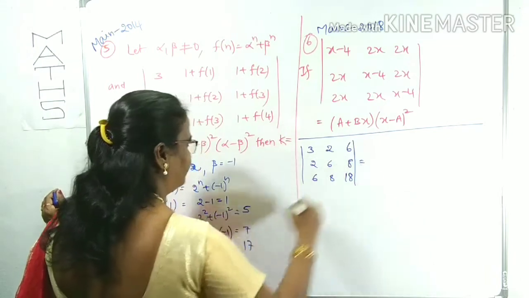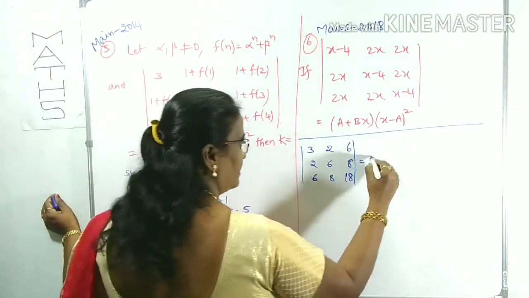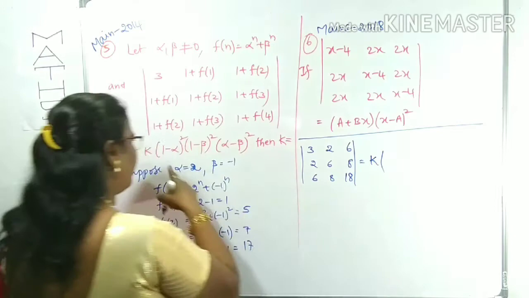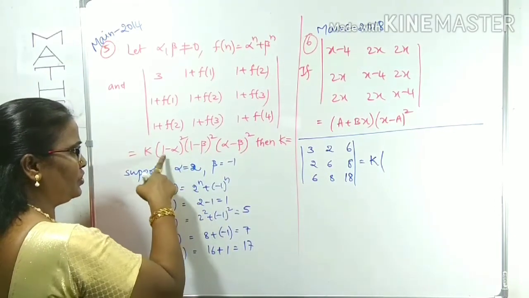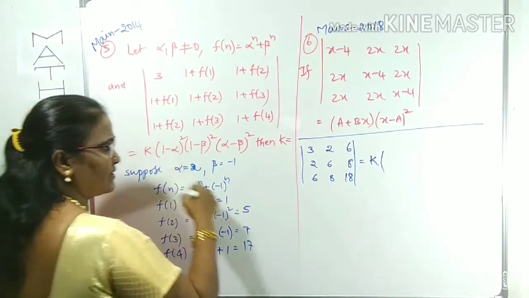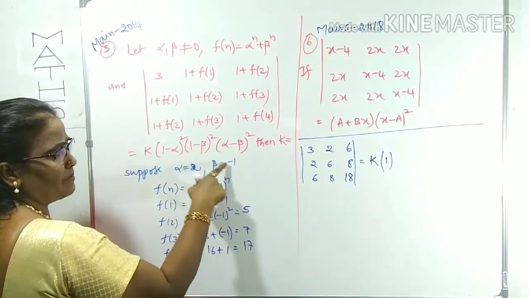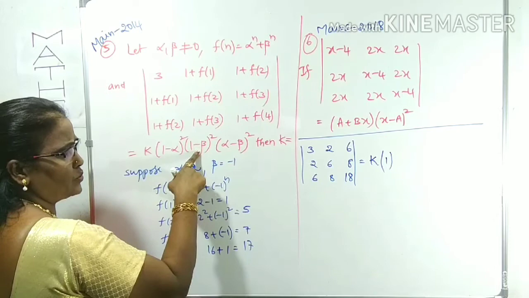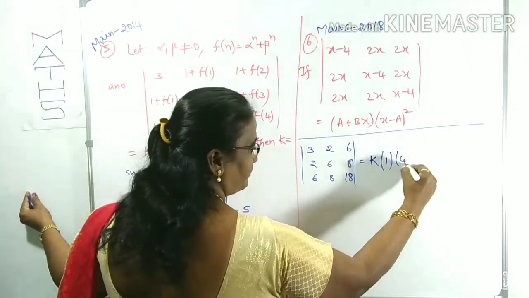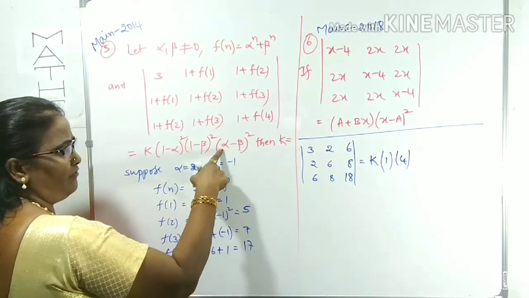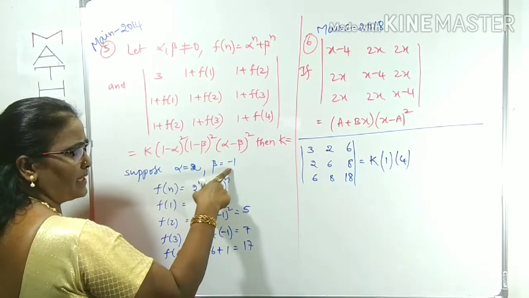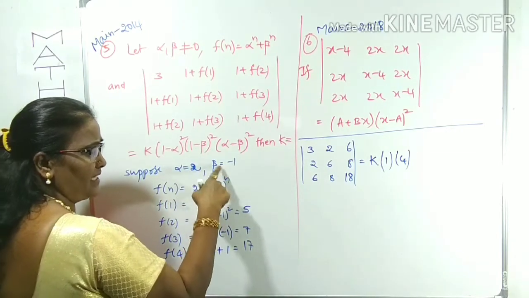What about the right side? K into alpha, (1 minus alpha) whole square. Alpha is 2, 1 minus 2 is minus 1, whole square is plus 1. Right. Next, 1 minus of minus 1 is 1 plus 1, which is 2. 2 square is 4. Now, alpha minus beta: 2 minus of minus 1 is 2 plus 1, 3. 3 square is 9.